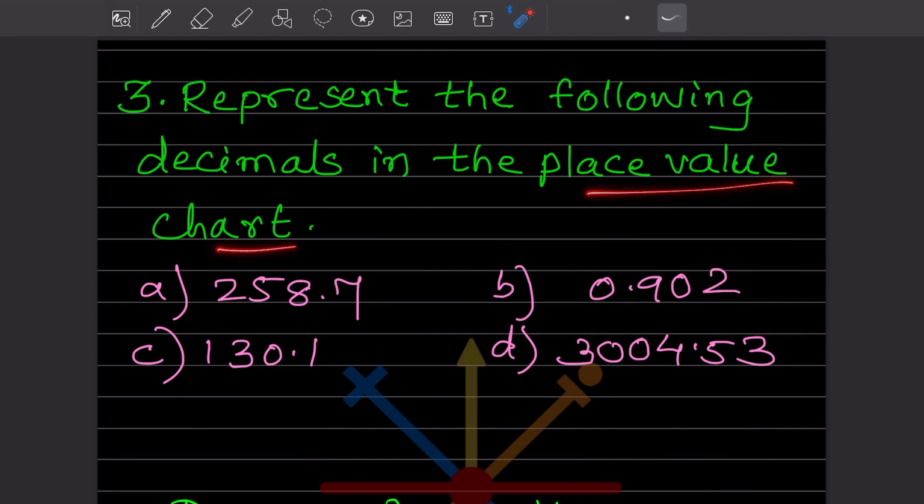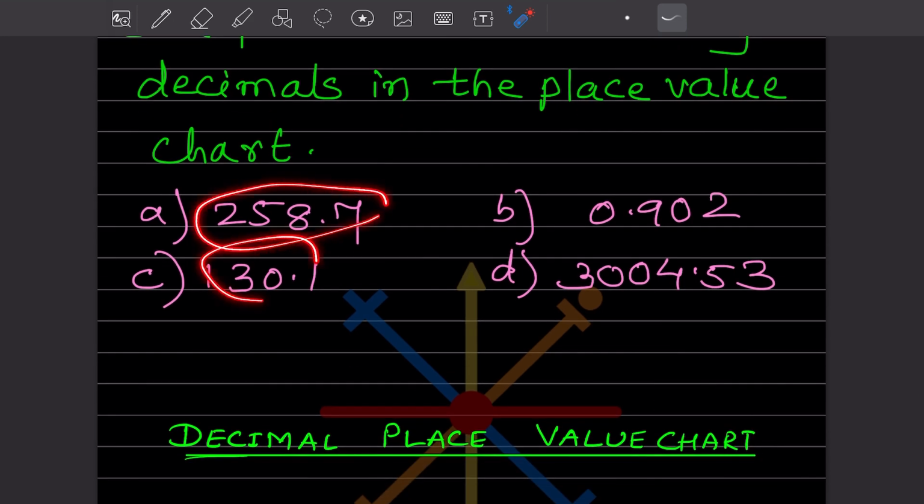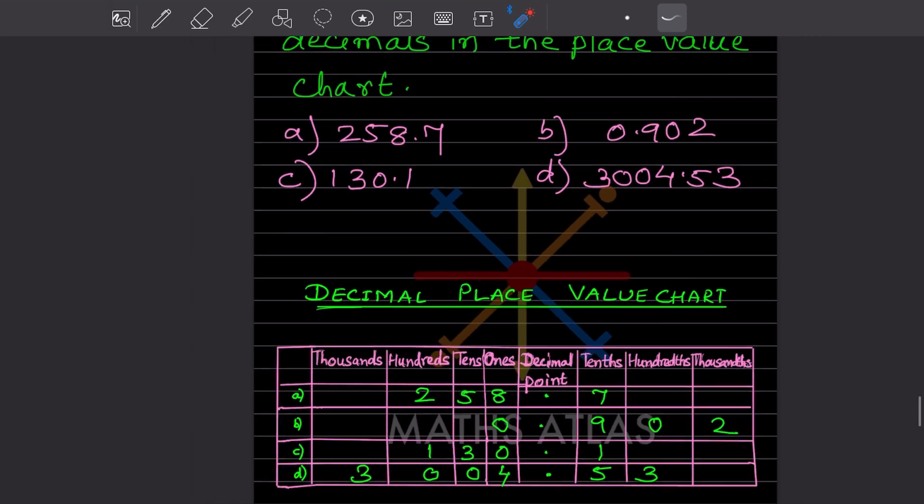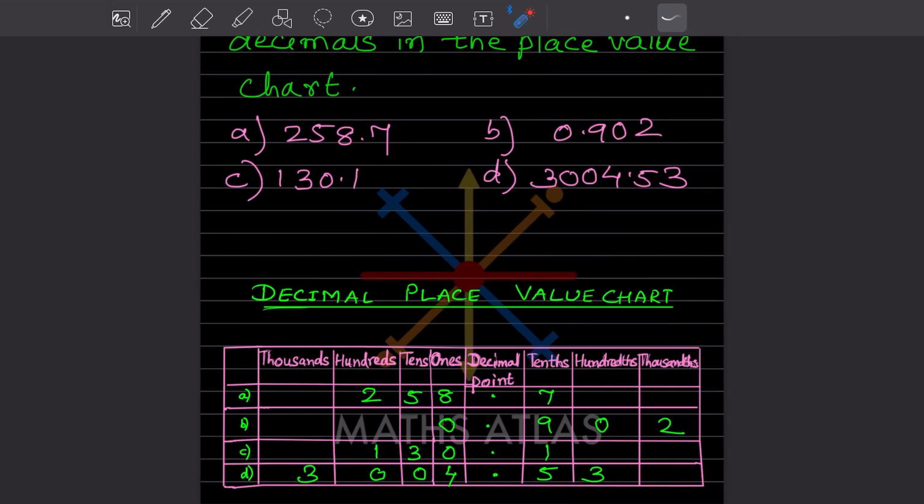So now look at here, these questions are given. So now this is the place value. I already put the place value over here. Now see here, this is 258.7. So the decimal point, I have put it over here. Of course, the left hand side of the decimal means ones, tens, hundreds, thousands, and the right hand side means tenths, hundredths, and thousandths.